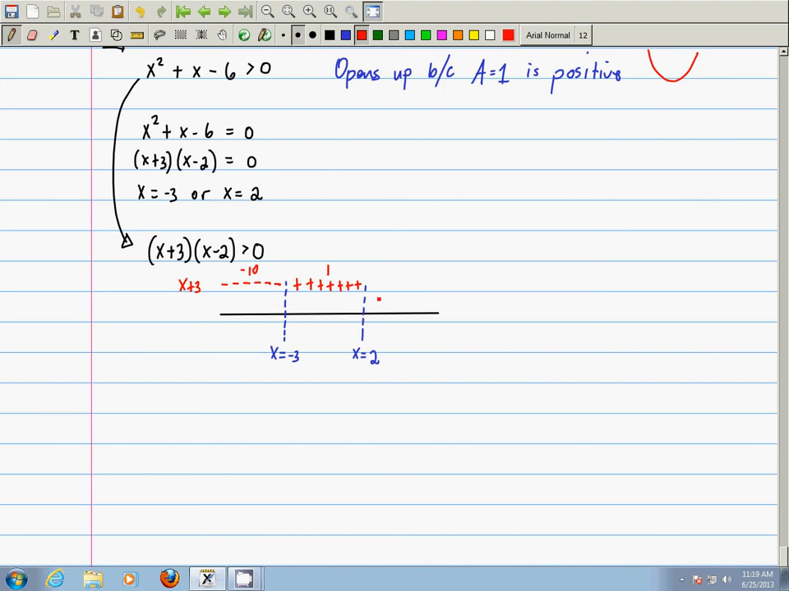Okay, what's something to the right of 2, something greater than 2? 1,000. Okay, he likes 1,000. So if you plug in 1,000, what's the sign of 1,000 plus 3? Positive, right? So positive. Okay, so then the other factor is x minus 2. So what's something we can plug into x minus 2 that's to the left of negative 3?